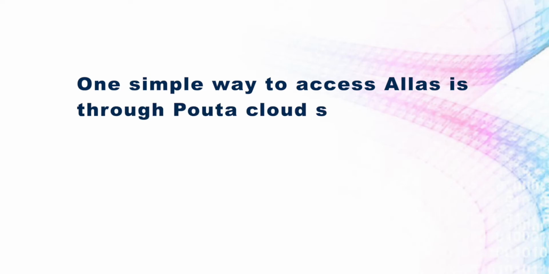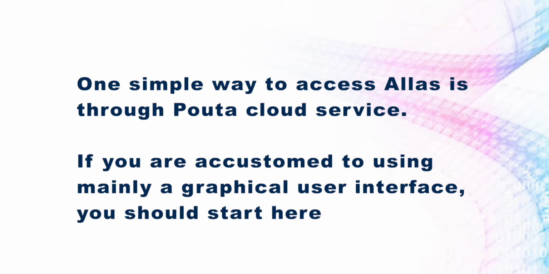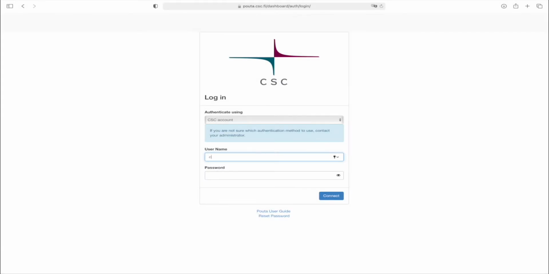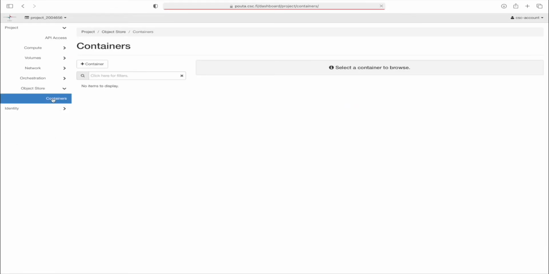Accessing Allas from the browser. One simple way to access Allas is through Pouta Cloud Service. If you are accustomed to using mainly a graphical user interface, you should start here. Log into Pouta.csc.fi with your CSC account. Go to Object Store and Containers. Do not confuse these with Docker containers. Let's call these containers buckets.